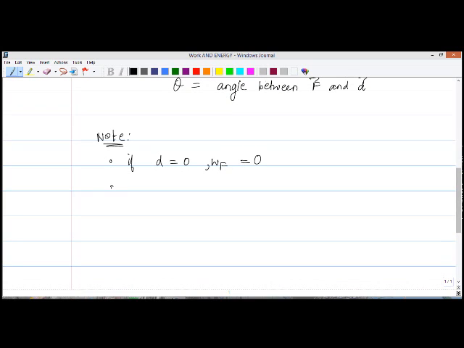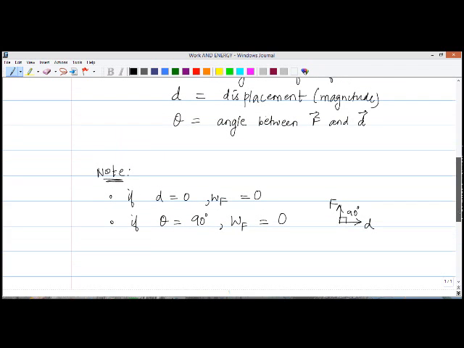Now, if theta is 90 degrees, which means if F and d are perpendicular with each other, okay, then the work done by the force is also equal to zero. So if F is pointing in one direction and d is in such a direction where the angle between the two is 90 degrees, then the work done by the force is also going to be zero.